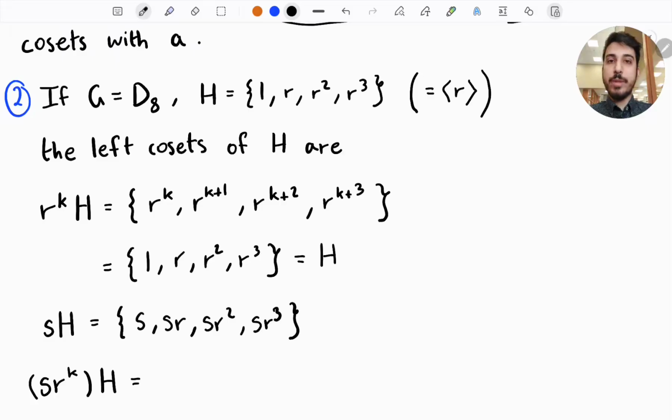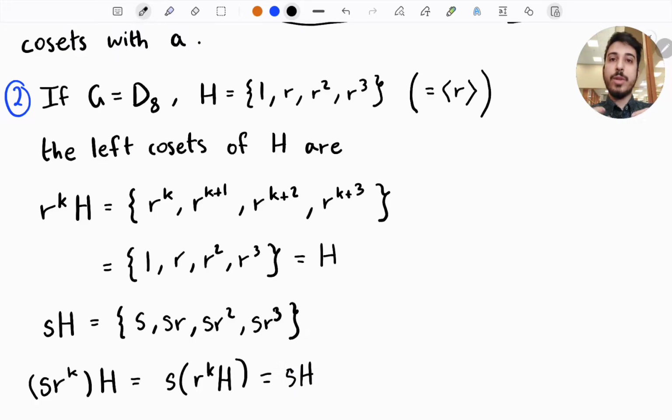So this is what we obtain here. Now, what about the elements of the form sr to the k times H? Well, we can use associativity here to say this is equal to s times r to the k times H. But we know that r to the k times H is equal to H, and this is equal to sH.